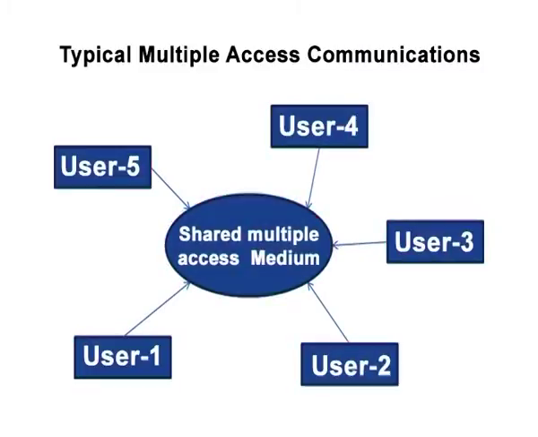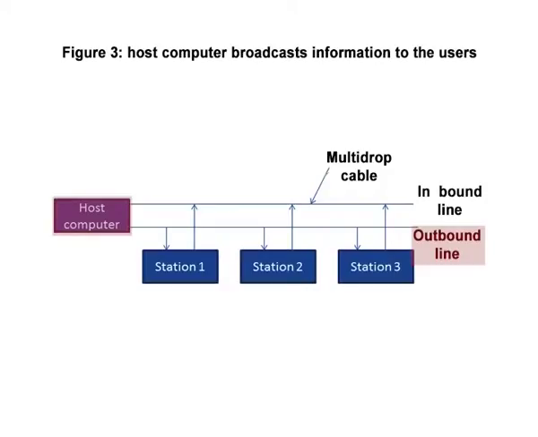This figure illustrates the typical multiple access communications where a number of user stations share a transmission medium. These sharing techniques are used both in wired and wireless communication networks. In wired communication, multi-drop cables are used in data networks to connect a number of stations to a host computer. The host computer broadcasts information to the users on the outbound line. The stations transmit information to the host using the inbound line. This system is shown in this figure.